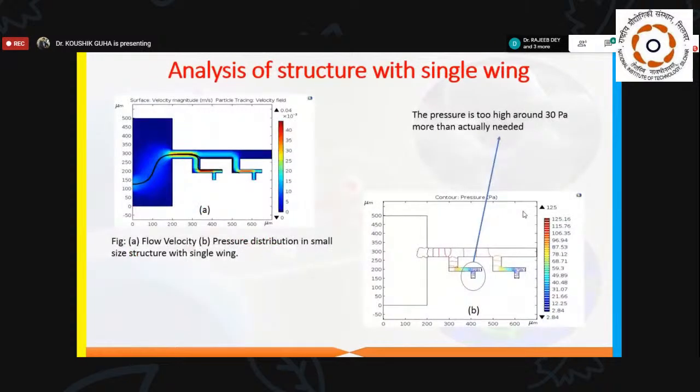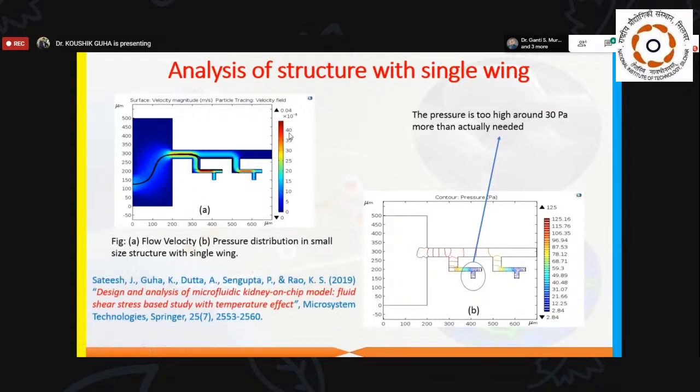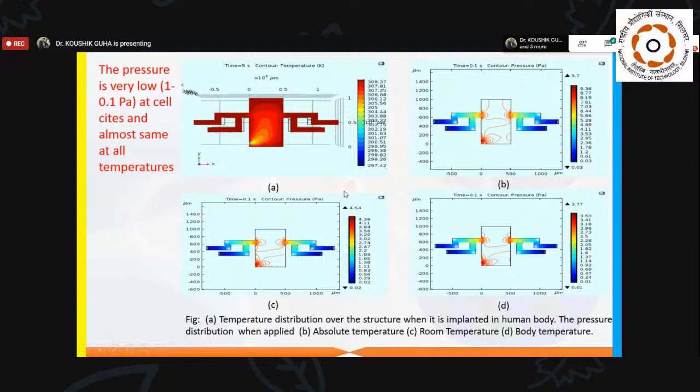Then we have seen some of the results that we have got. We have seen the pressure differences in this chamber. Also we have seen how the fluid velocity and pressure distribution change with the small size structure. The pressure will be around 30 pascal more than actually needed. So we have found that if we apply the fluid shear stress, then the pressure will be higher. This paper was published in some journal in 2019.